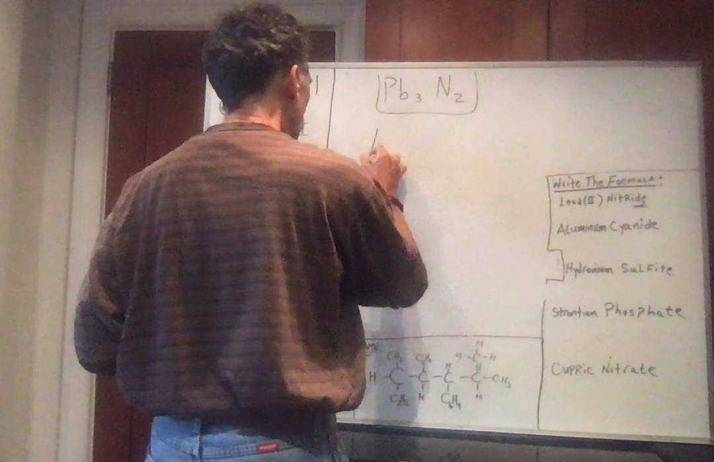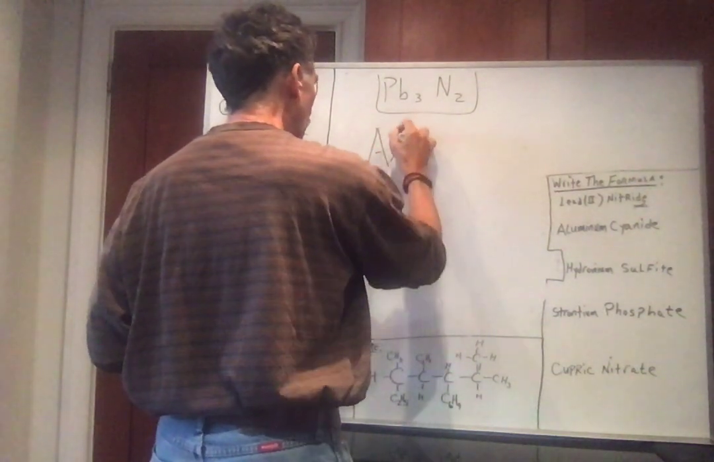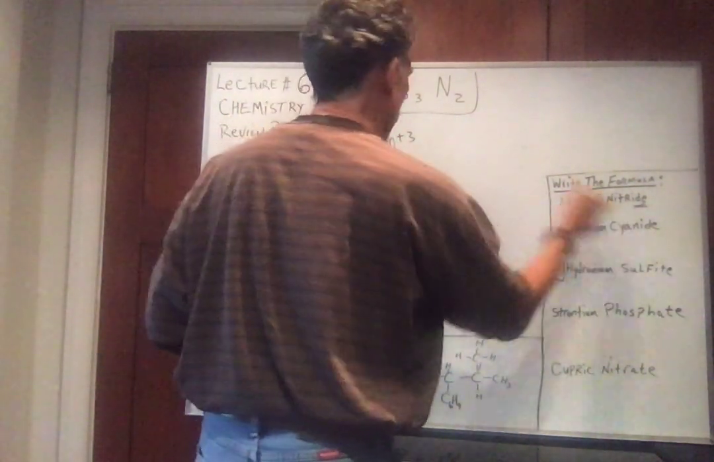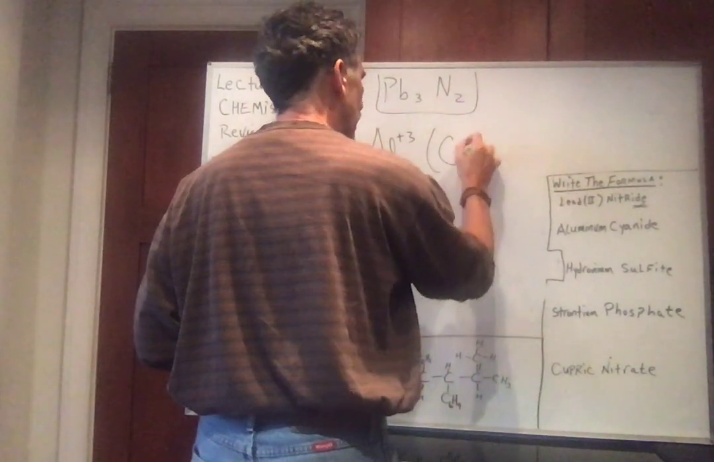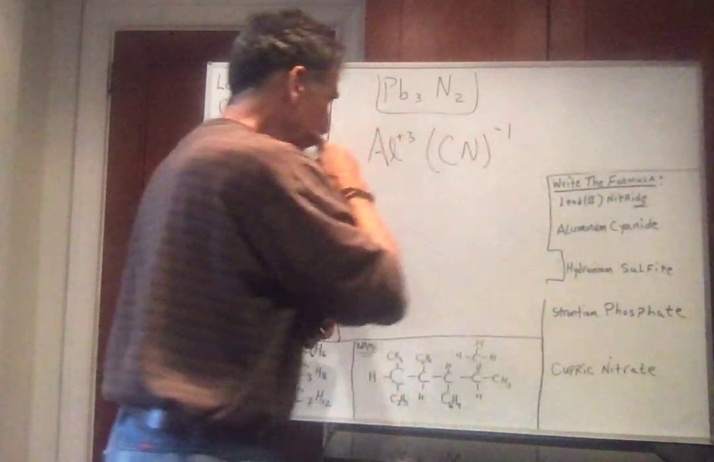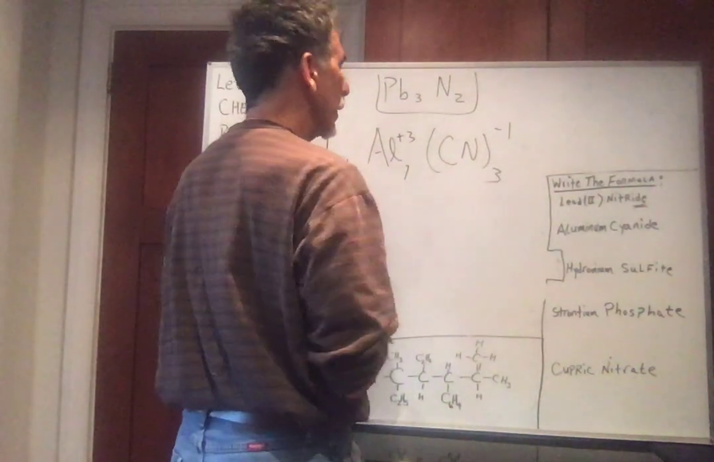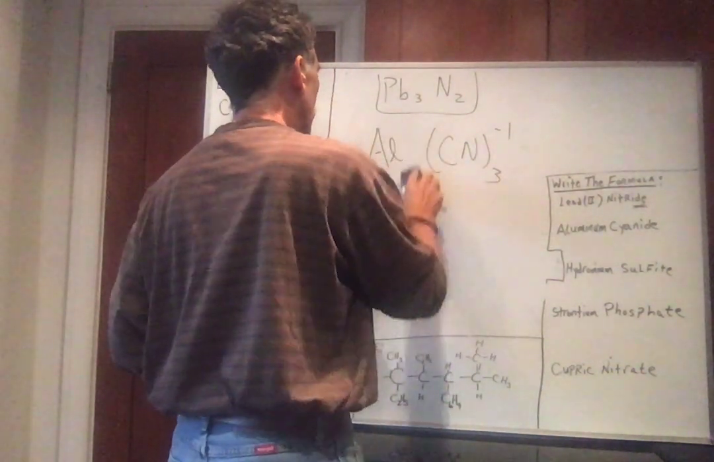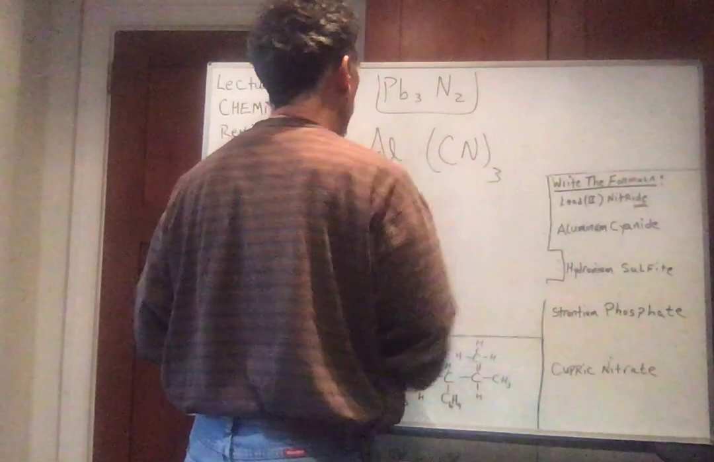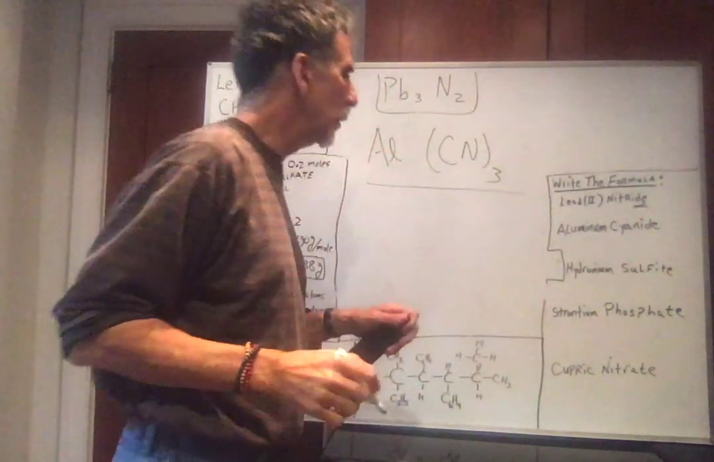Aluminum cyanide, you should know by now, aluminum +3. Cyanide was the polyatomic ion, CN -1. Clearly, we have one aluminum and three cyanides, yeah? So we'll just erase, take this away, and there's our aluminum cyanide.